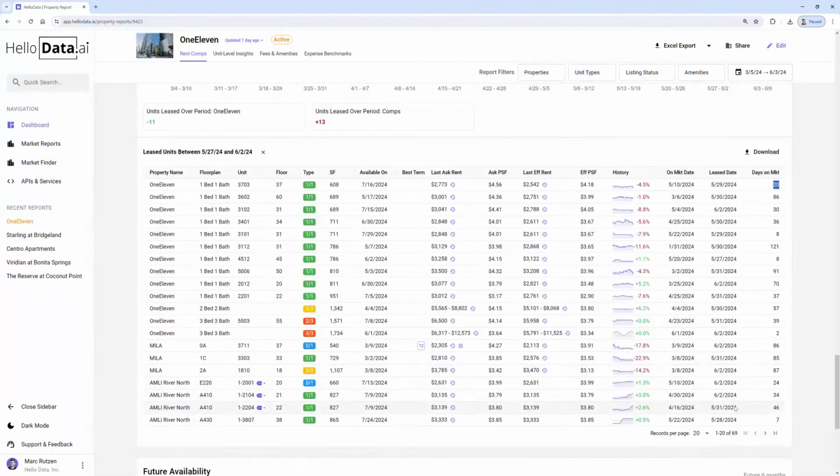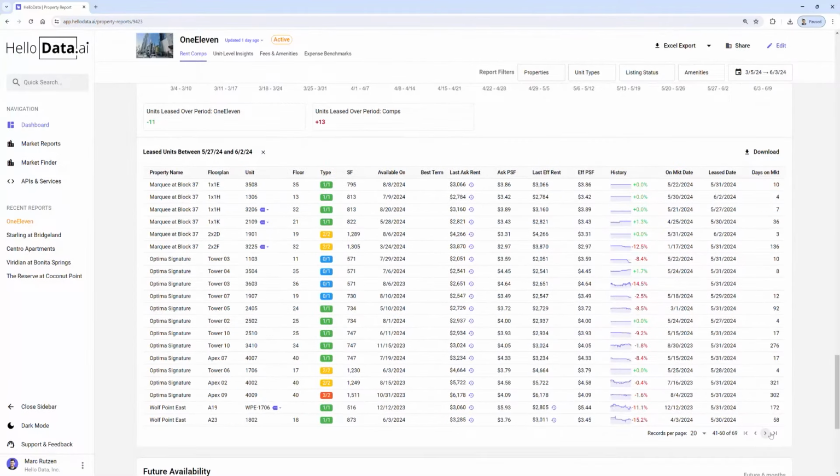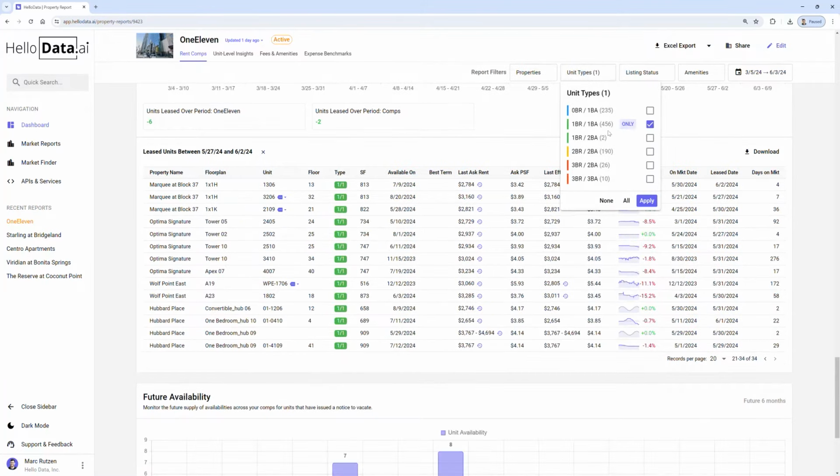We do this not just for the subject, of course, but for every one of the comps. So it gives you a really good sense of what's happening in the market in real time. And just to note, this is all responsive to the filters as well. So if I wanted to come up here and say, I only want to look at the 1-bed units, it's going to filter those results to just the 1-bed units that left the market during that week.